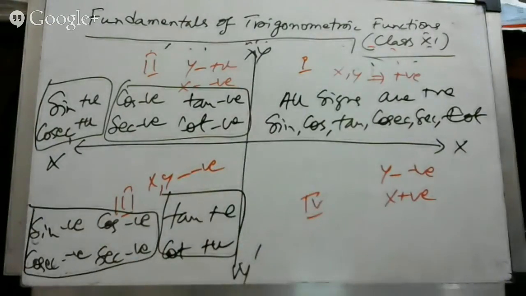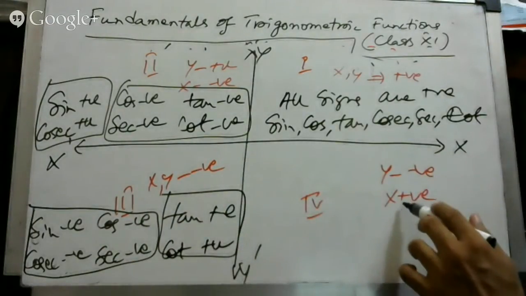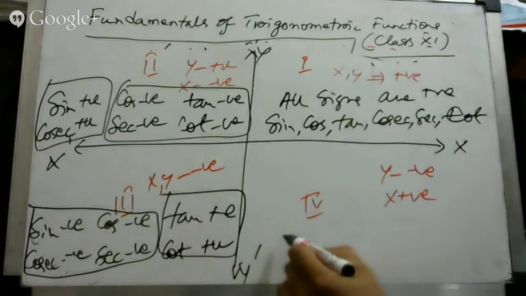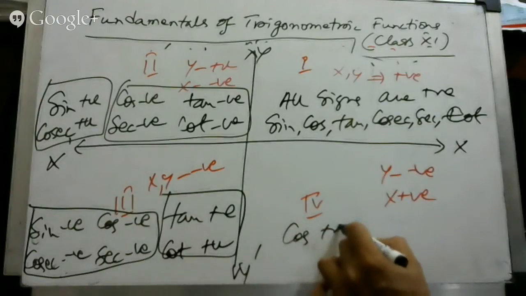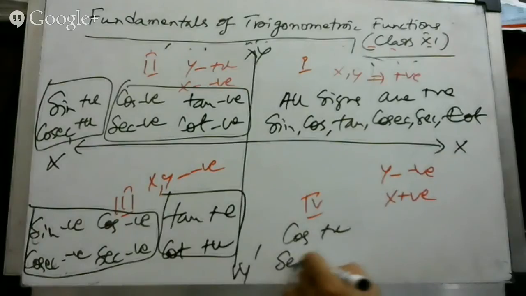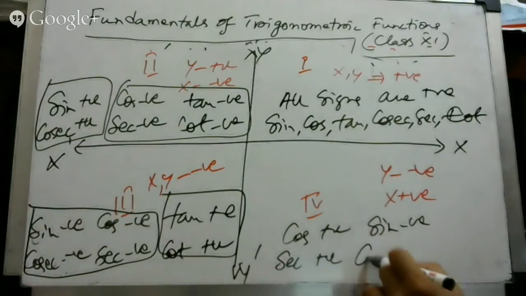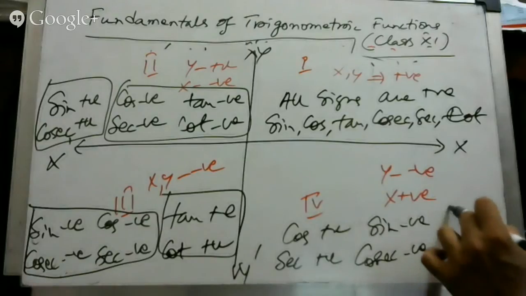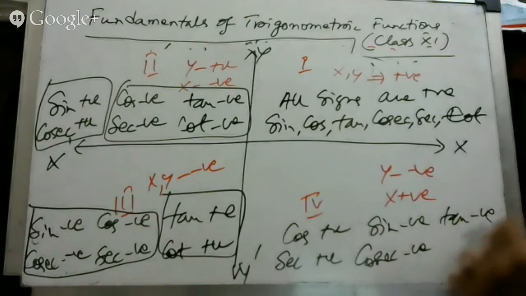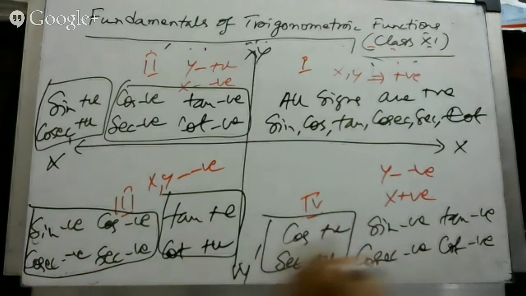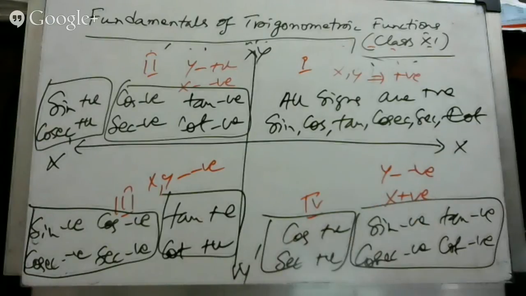In the fourth quadrant, we have x positive. So x is this part which is the base. So cos is positive and sec is positive. Rest all are negative in the similar fashion. So in the fourth quadrant, we have cos as positive, and all the rest are negative.